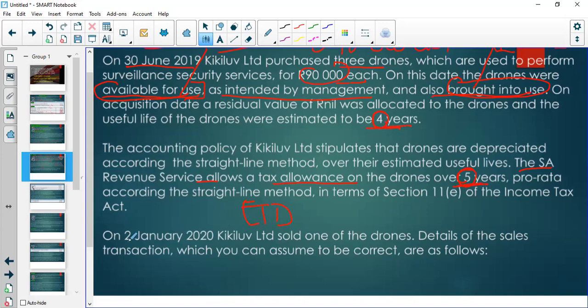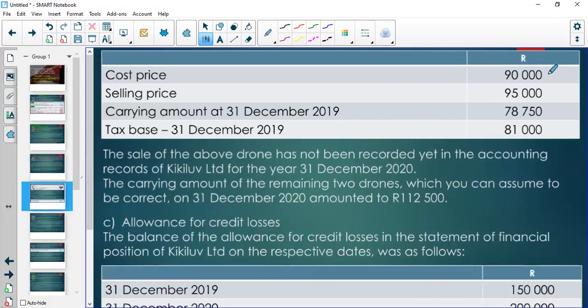Right now, we say that our year-end is 31 December 2020. So at the beginning of this current year, one of the drones was sold. So here are the details of the sale. It was sold, cost price is 90,000, selling price 95,000, carrying amount on this particular date is that amount. Remember, it was sold on 2 January 2020, like 2 days after the previous year end. So we don't have to calculate the depreciation for the 2 days because that's insignificant, that's not material. Then the tax base on 31 December was that amount.